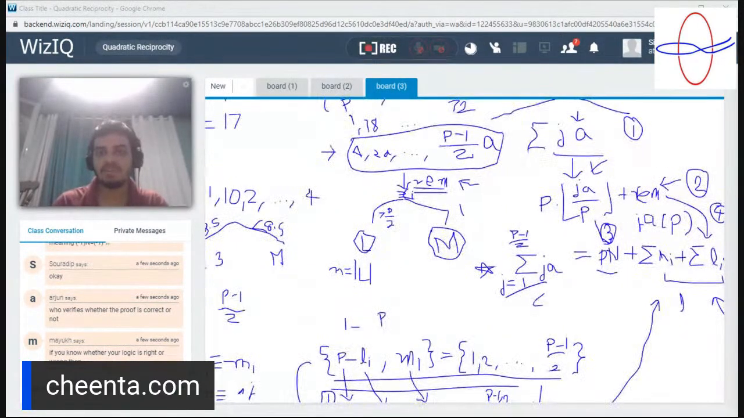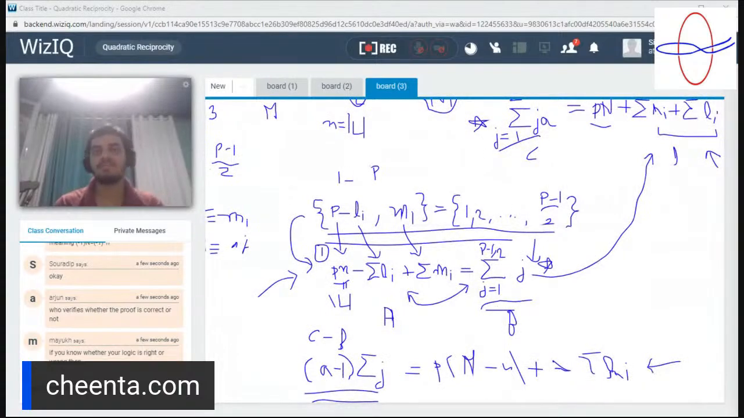Then again, going back to Gauss's lemma, we see that while proving it, we showed that the set p minus Li for each element of L, together with all of the elements of M, is a set of size (p minus 1)/2 and corresponds to the set of the numbers from 1 to (p minus 1)/2. And so just adding all of the elements on both sides gives you pn minus summation of Li plus summation of Mi is equal to the summation of the numbers from 1 to (p minus 1)/2.